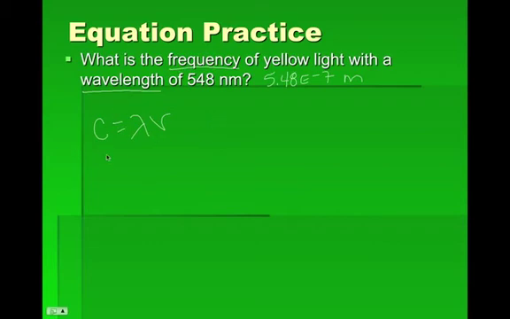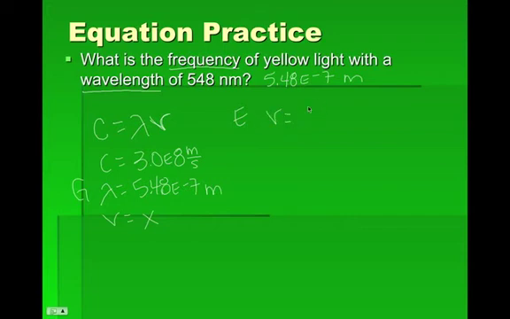So my given, c, I always know, is 3.0 times 10 to the 8 meters per second. Lambda was given to me in the question, 5.48 times 10 to the negative 7 meters. So you see my meters match up so that they're going to cancel each other out later. And my nu is my question mark. So I rearrange my equation to solve for my unknown, and so I know that frequency is equal to speed of light divided by wavelength.